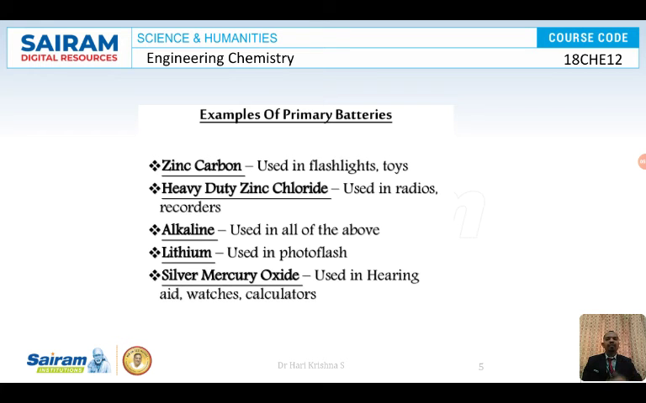You have different types of primary batteries: alkaline batteries, lithium batteries, silver and mercury oxide batteries. All these are primary batteries. They are used in hearing aids, so deaf people use them in hearing aids. That is also a primary battery, used in calculators, watches, and photo flash. All these are primary batteries.